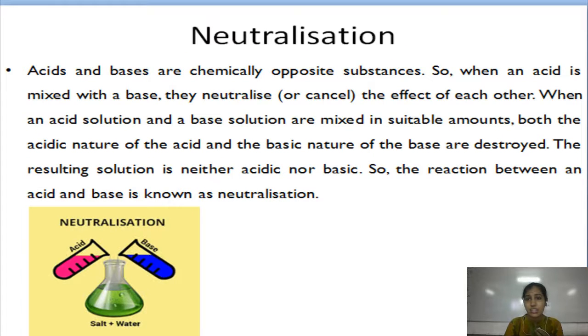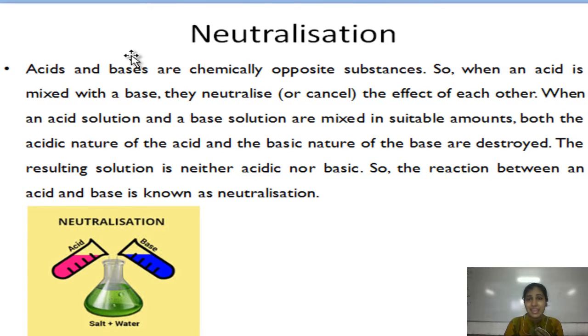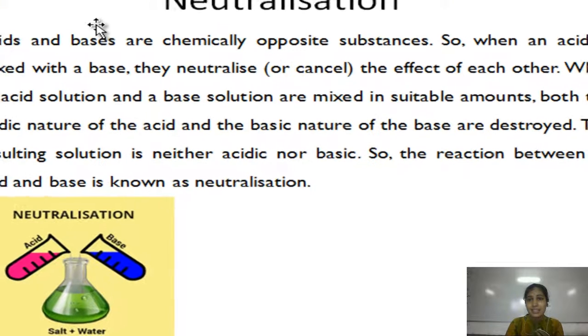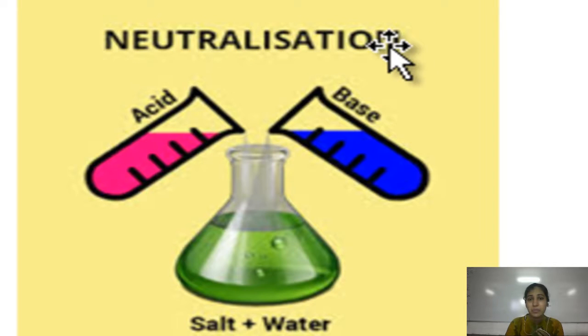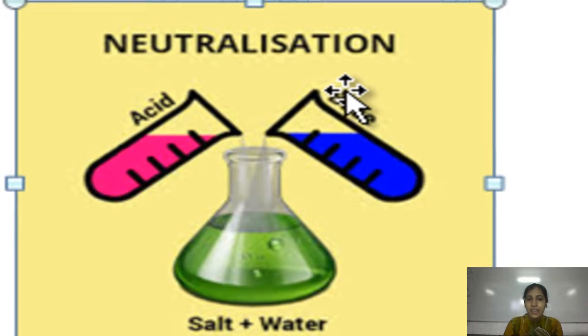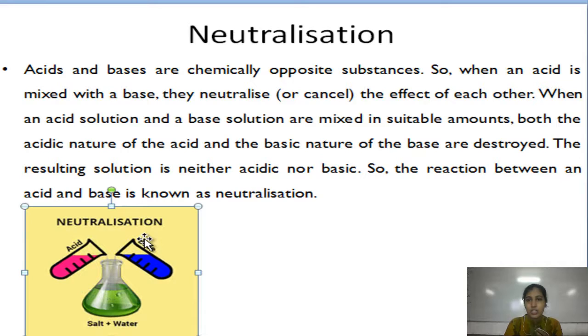Next is neutralization. Acids and bases are chemically opposite substances. So when acid is mixed with base, they neutralize or cancel each other. When an acid solution and base solution are mixed in suitable amounts, both the acidic nature of the acid and the basic nature of the base are destroyed. The resulting solution is neither acidic nor basic. So the reaction between acid and base is called neutralization.